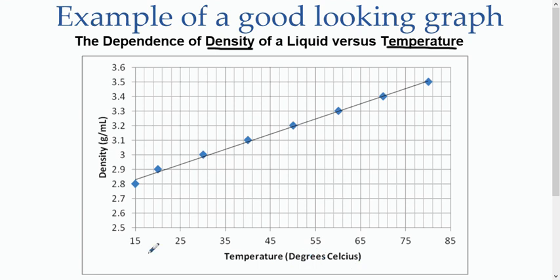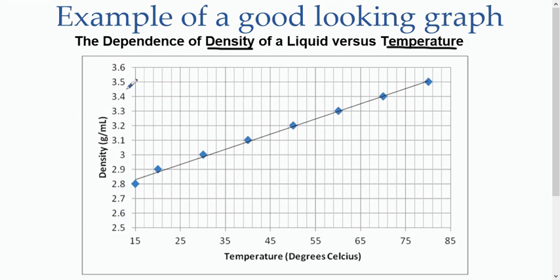Okay, degrees Celsius. Now, it doesn't start at 0, 0. Notice the origin starts at 15 for your x and 2.5. That's because the temperature, 15 degrees Celsius, is about 60 degrees Fahrenheit, if you're not familiar with that kind of conversion. And so this was warm water. It wasn't cold water. It wasn't at 0. And the density didn't start at 0.